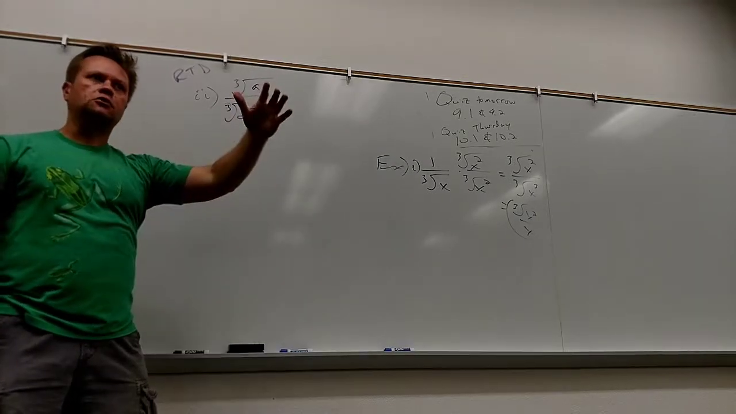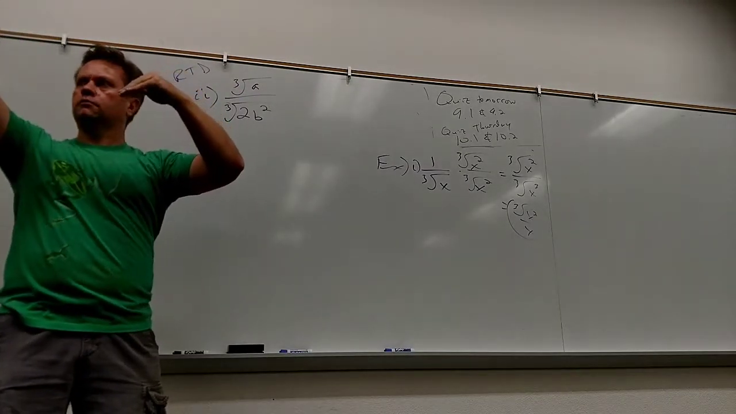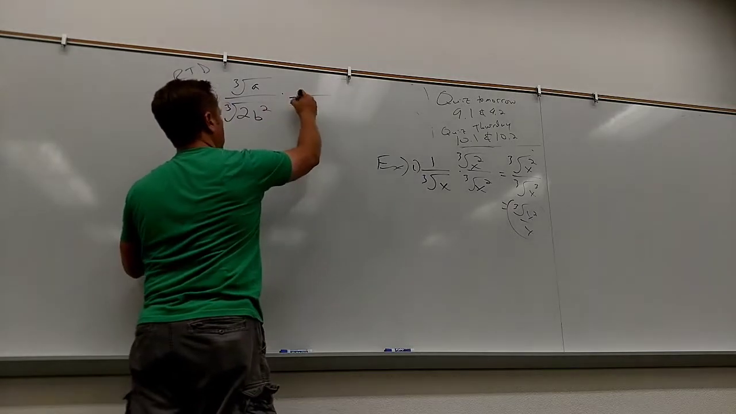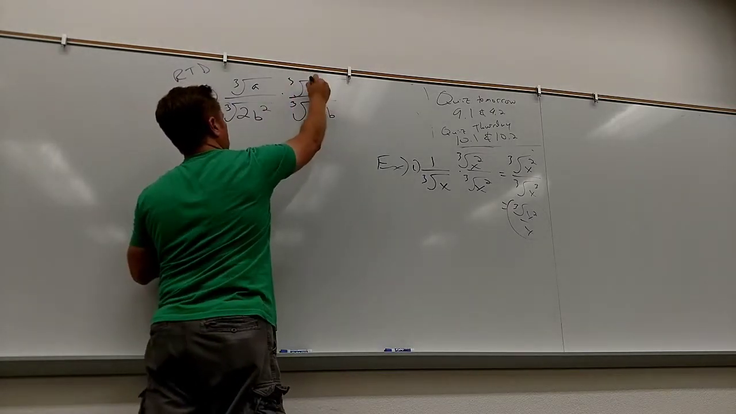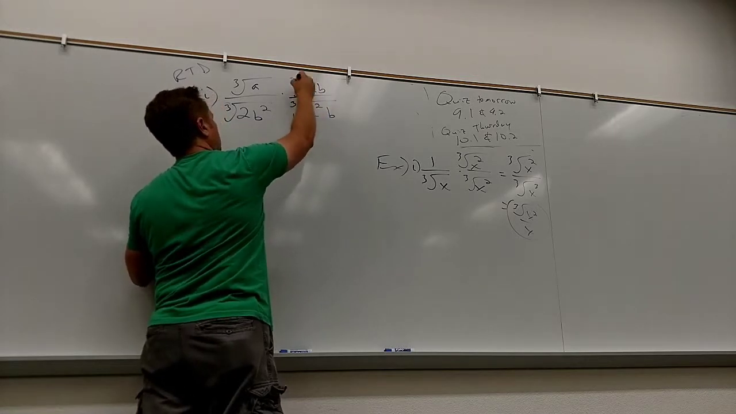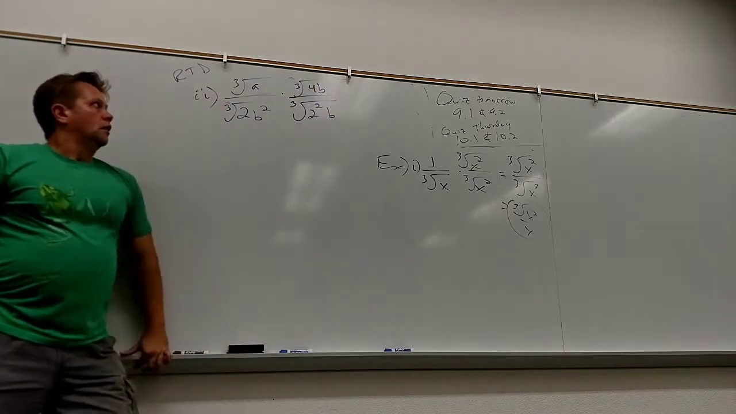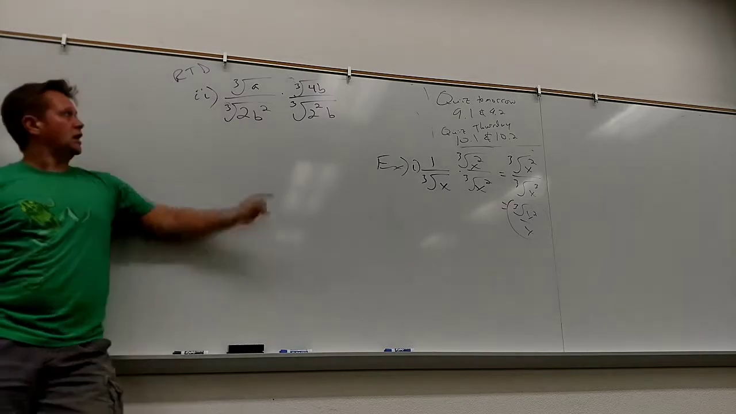We're allowed to because we're going to do it to the top and the bottom. So whatever I do down here, I need 2 more 2's and a b. I've got to do up here. The cube root. So the top, you just get what?